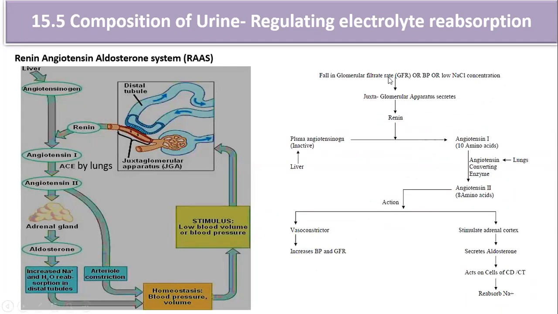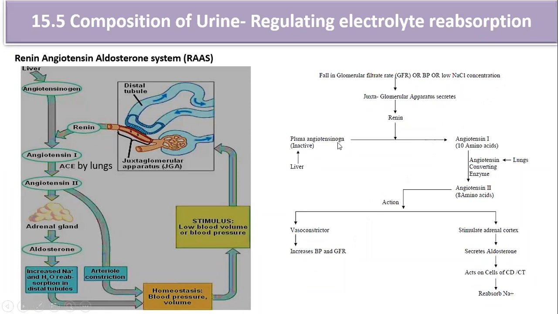So you can see this is a flow chart you have to remember. There will be a fall in glomerular filtration rate. Why is there a fall in glomerular filtration rate? Because there will be a decrease in blood pressure. Why is there a decrease in blood pressure? Because there will be low NaCl concentration. Under these three conditions, the juxtaglomerular apparatus is going to release an enzyme called renin.